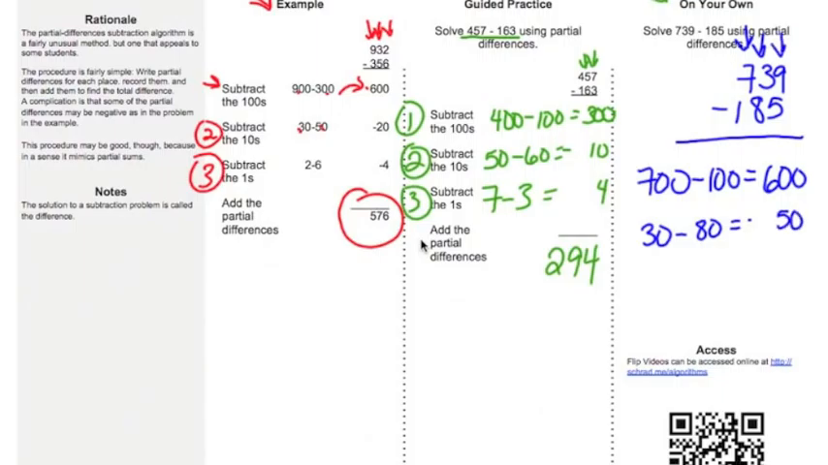Then I've got 9 minus 5 in the ones place, which is 4. So it's a sum. I have to add the partial differences all together. So I get 600 minus 50 is 550, plus 4 is 554.